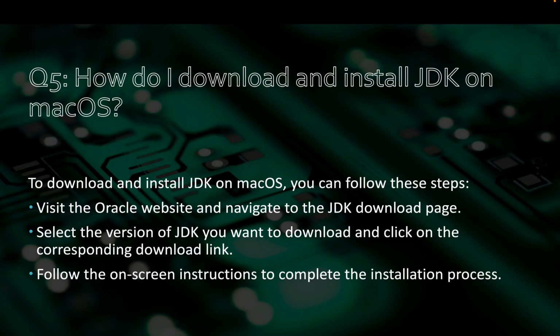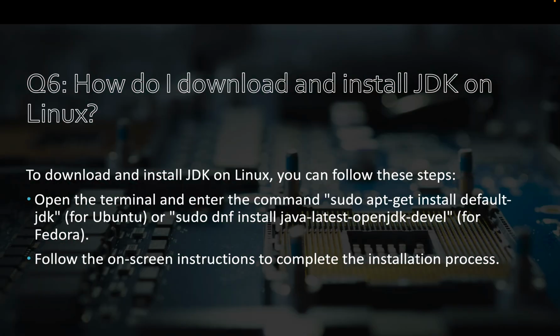Question number 5. How do I download and install JDK on macOS? To download and install JDK on macOS, you can follow these steps. Visit the Oracle website and navigate to the JDK download page. Select the version of JDK you want to download and click on the corresponding download link. Follow the on-screen instructions to complete the installation process.